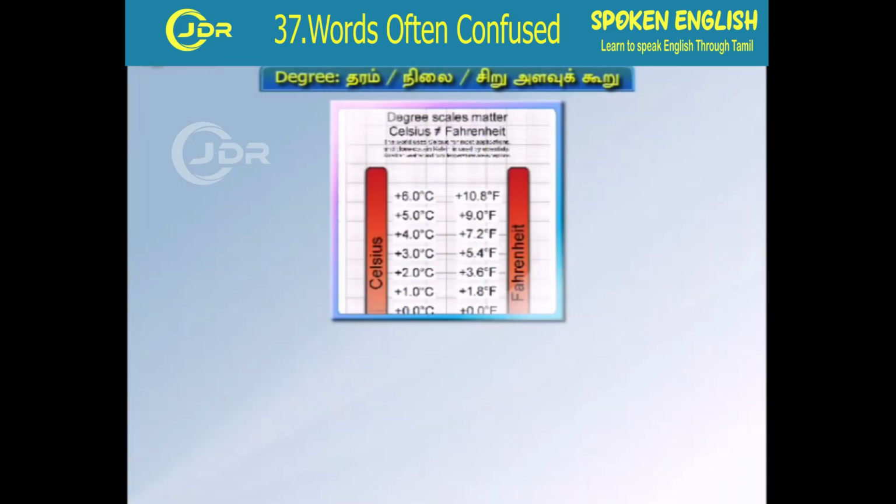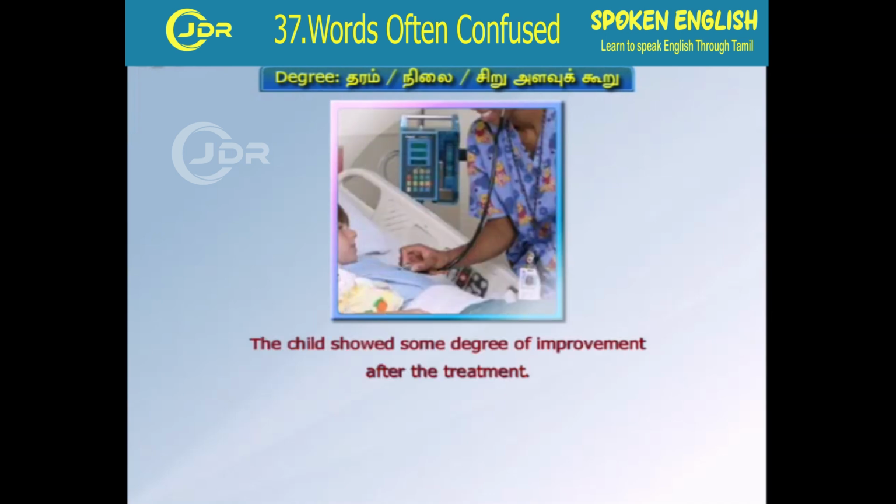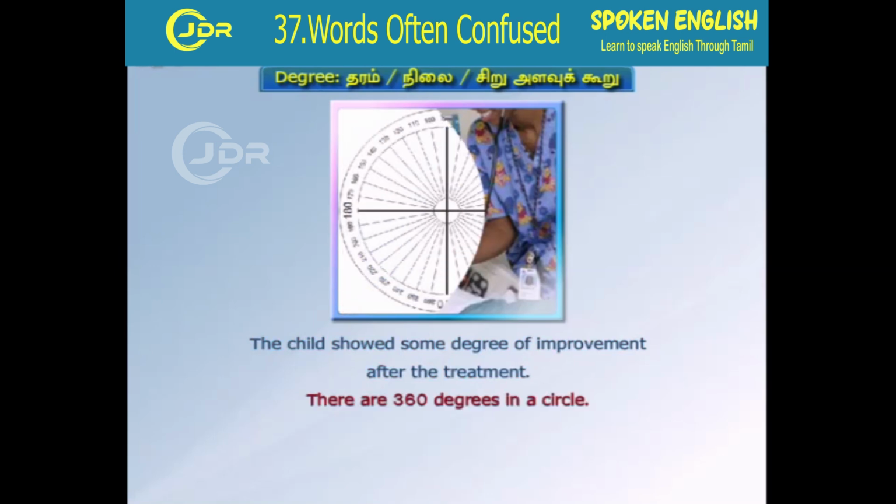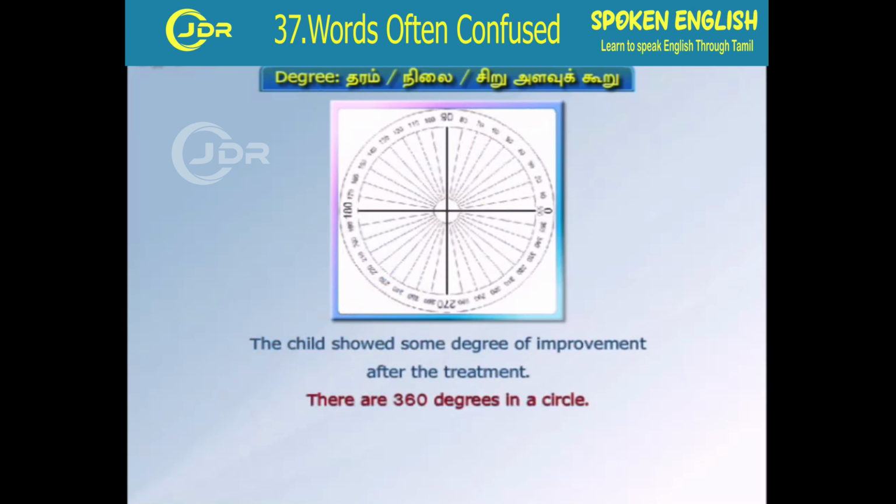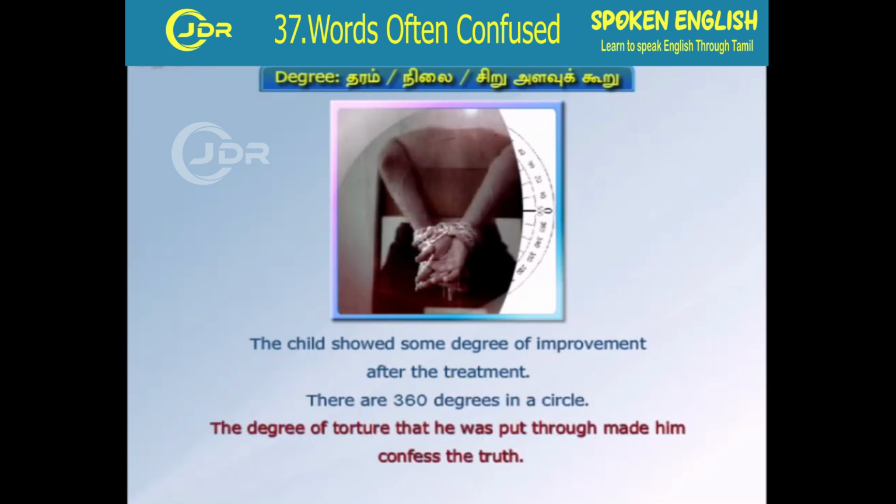Degree. The child showed some degree of improvement after the treatment. There are 360 degrees in a circle. The degree of torture that he was put through made him confess the truth.